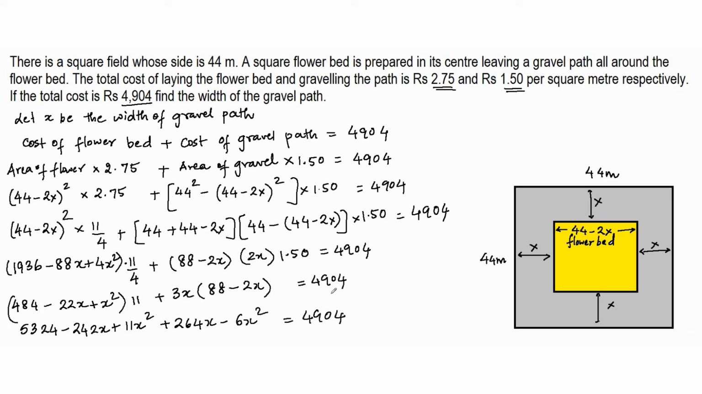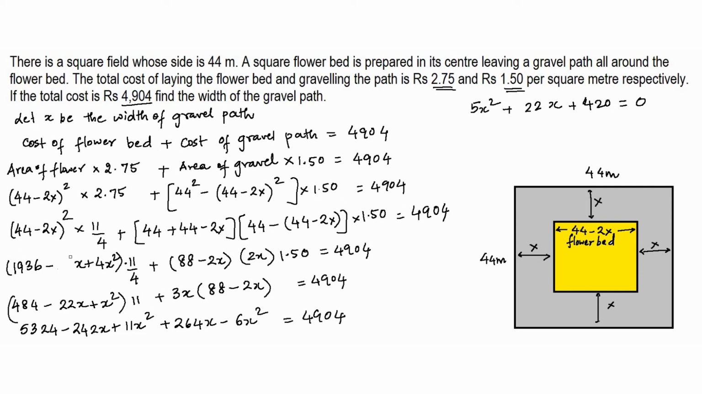Now it's possible to combine all the like terms in the given equation. So 11x square minus 6x square is 5x square. 264x minus 242x is going to be plus 22x, and 5324 minus 4,904 is equal to 420. Is equal to 0. So we made a mistake in some calculation over here.